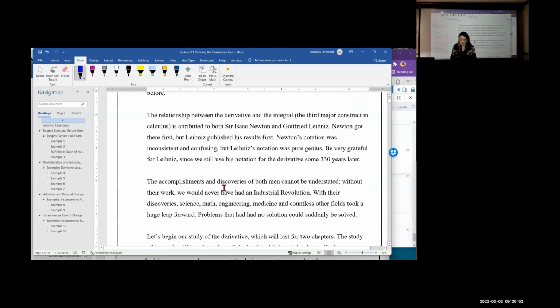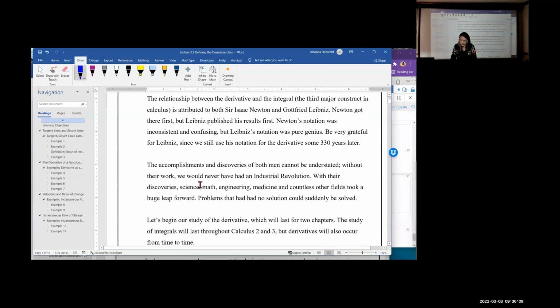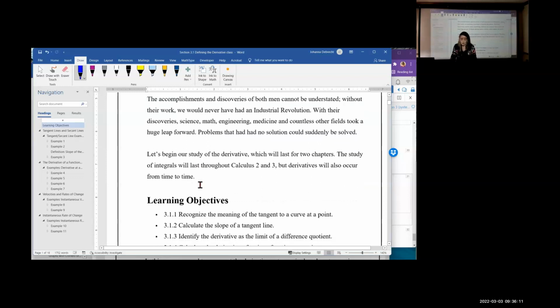Now, the relationship between the derivative and the integral, the third major construct, was created by both Isaac Newton and Gottfried Leibniz. Newton got there first, but Leibniz published first. And we'll be very grateful that Leibniz did publish, because his notation is pure genius and we're still using it some 330 years later. Newton's notation was sort of a nightmare, not really a good one at all. It was really a bad notation, and we do not use his notation anymore. The only college I know of that regularly uses his notation is MIT, and they just like to be different. All right, that's just MIT.